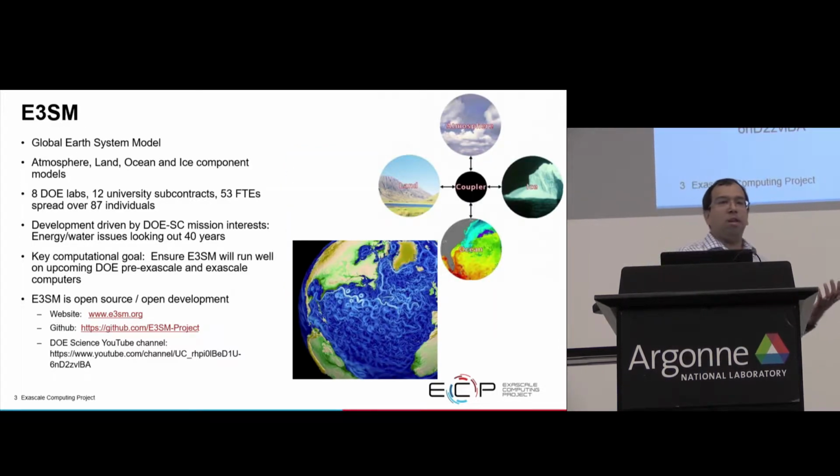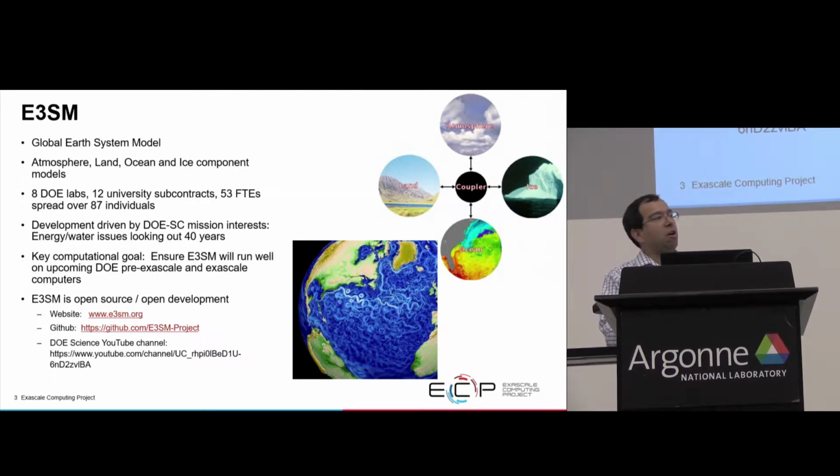So a little bit about E3SM. We're the DOE climate code. It's a global Earth system model. It couples atmosphere, land, ocean, and ice components. We're a very large collaboration.